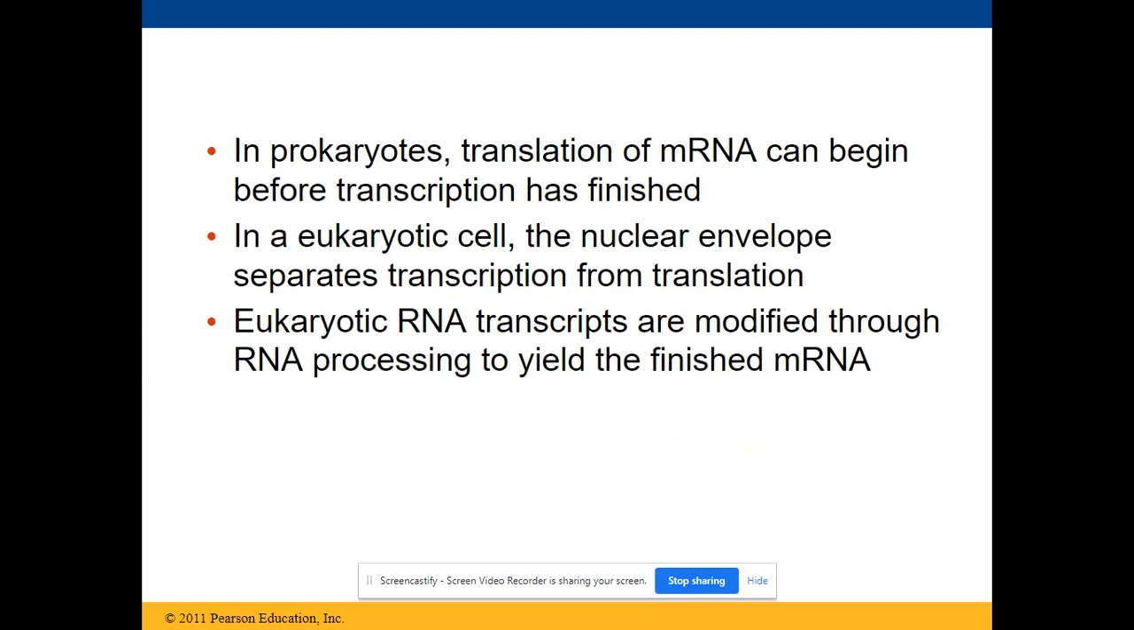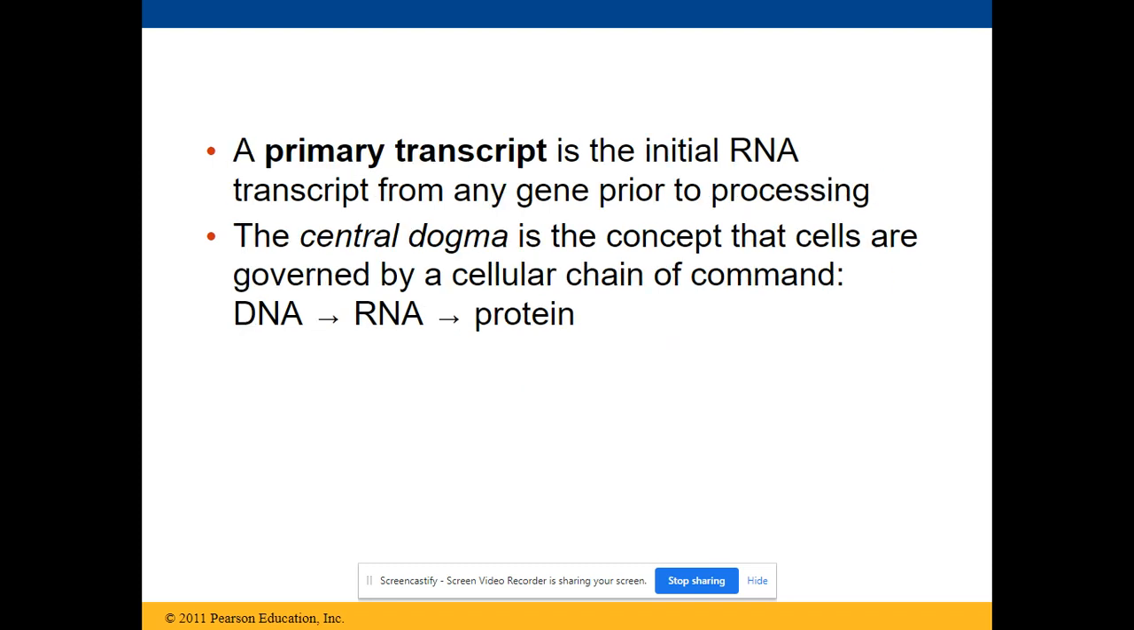In prokaryotes, translation of messenger RNA can begin before transcription has even finished. But in a eukaryotic cell, since we are more complex and have many more organelles, the nuclear envelope separates the transcription and translation processes. Eukaryotic RNA transcripts are modified through an RNA processing step in order for them to leave the nucleus and go to the ribosomes. A primary transcript is the initial RNA transcript from any gene prior to its processing.